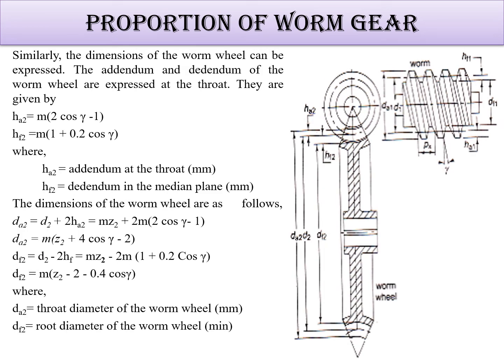Similarly, the dimensions of the worm wheel can be studied in the same way. That is, HA2 is M times (cos gamma minus 1)... HF2 is equal to M plus 0.2 cos gamma. Based on this, we can study this. That is, DA2 is equal to D2 plus 2 times HA2, equal to M Z2 plus 2 times M (cos gamma minus 1). DA2 is equal to M into (Z2 plus 4 cos gamma minus 1). Same thing, D2 minus 2 HF2, we put in the values of HF2 and D2 and we get this term, that is DF2. This is addendum, this is dedendum. Okay, root diameter of the wheel and throat diameter.